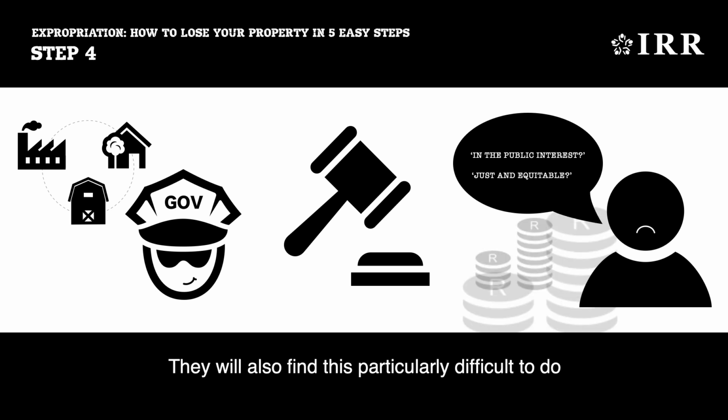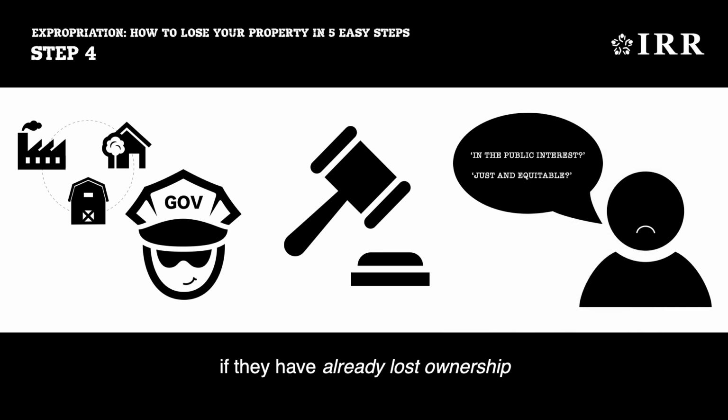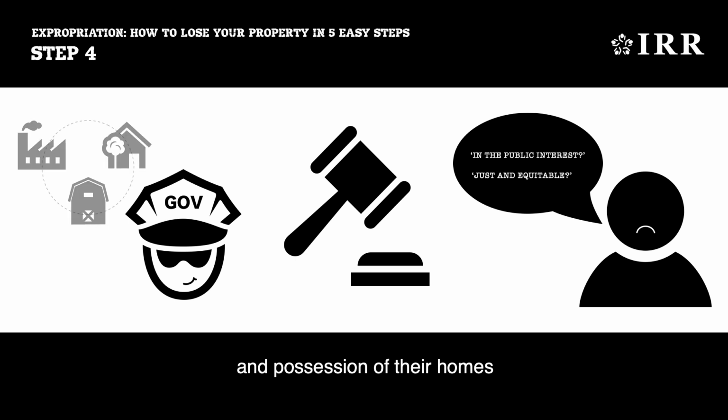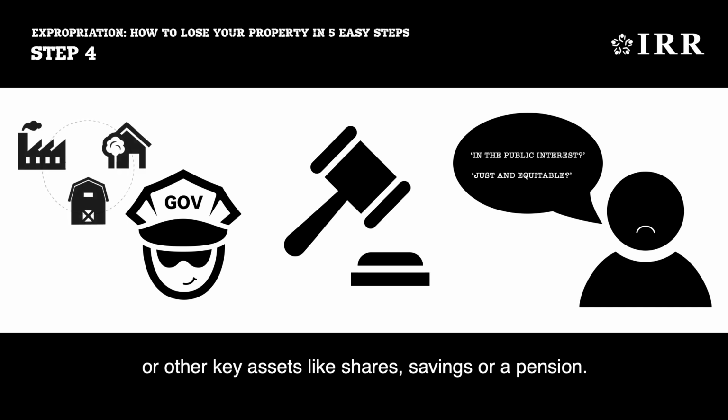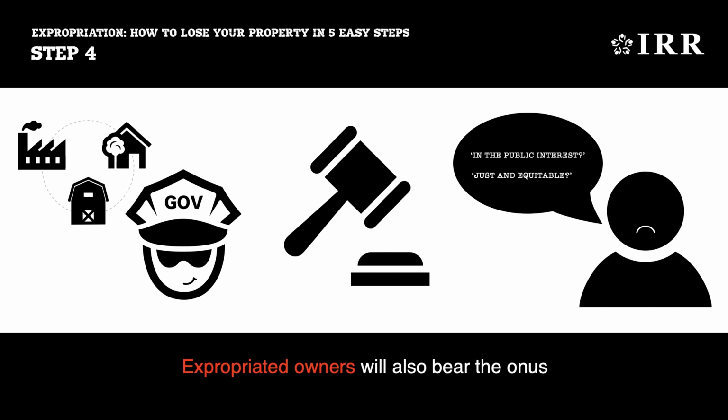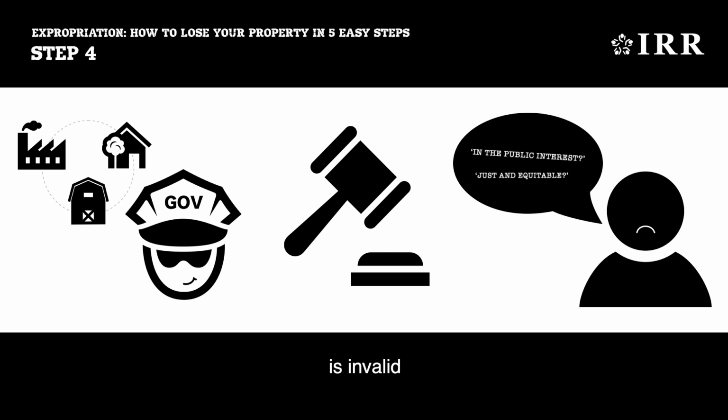They will also find this particularly difficult to do if they have already lost ownership and possession of their homes or other key assets like shares, savings, or a pension. Expropriated owners will also bear the onus of proving that the expropriation is invalid or the compensation inadequate.